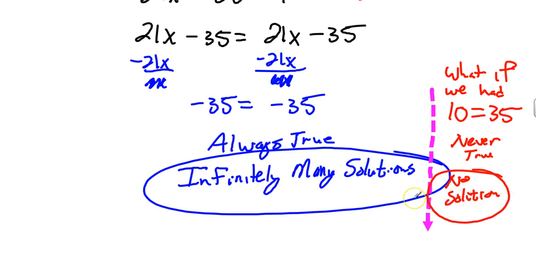So the infinitely many and the no solutions, they're almost the same in that the variables go away, all the variables are gone, and you're left with two numbers. And if the two numbers are the same, it's always true. If the two numbers are different, it's never true. It's no solution. And that's the only difference of the two trick questions, when it comes down to it. All right.